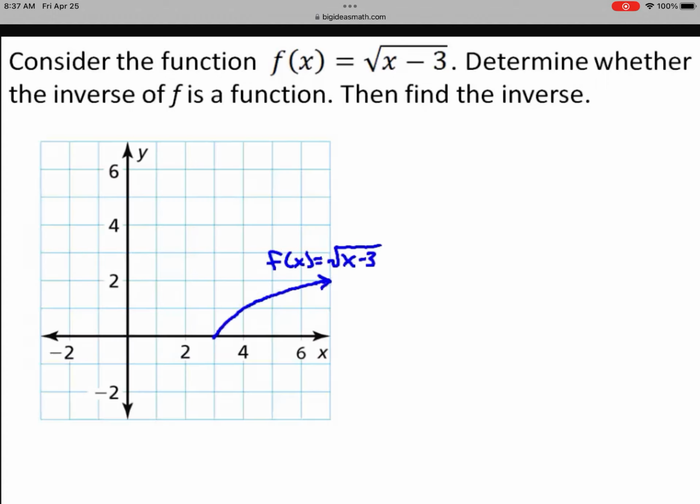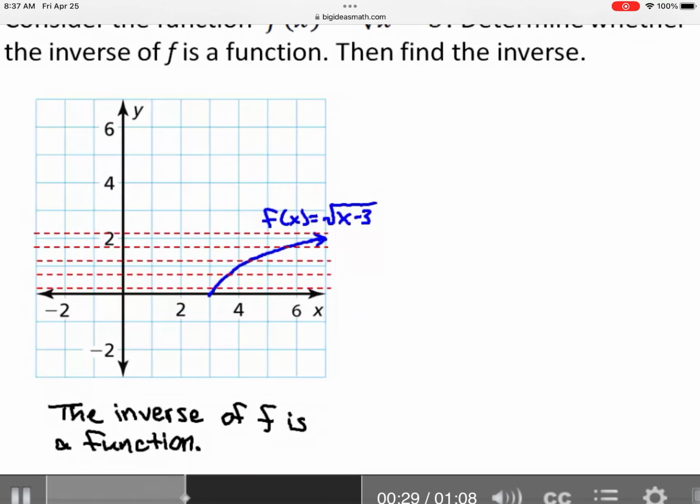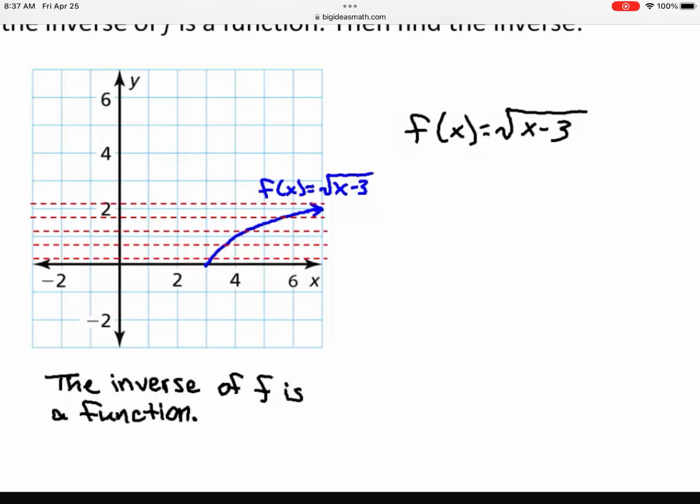The horizontal line test says the inverse of a function f is also a function if and only if no horizontal line intersects the graph of f more than once. You can see that no horizontal line intersects the graph more than once, so the inverse of f is a function. Now you want to find the inverse.